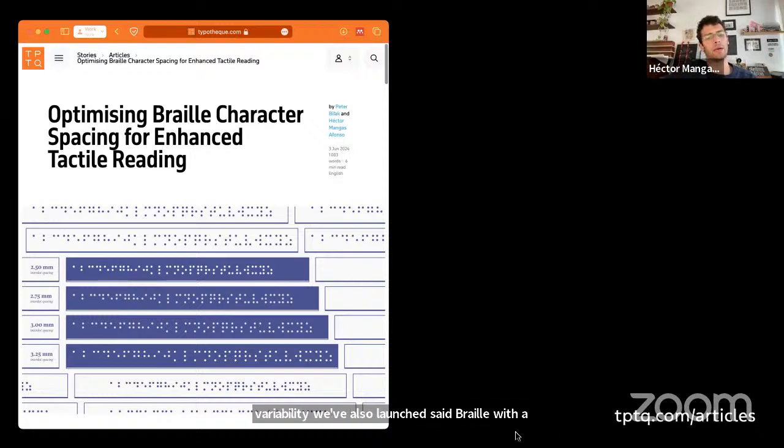Additionally, for enhanced readability, we've also launched Zed Braille with a little bit more width between points to make it even more legible for those who might have problems in the tips of their fingers, or they might be impaired. Many blind users have diabetes, and so that also causes less sensitivity in the tips. So it's also good for these users to have a bit more spacing between dots. All of these findings are summarized in this article that I'm referencing, and you can read online on typotheque.com again.